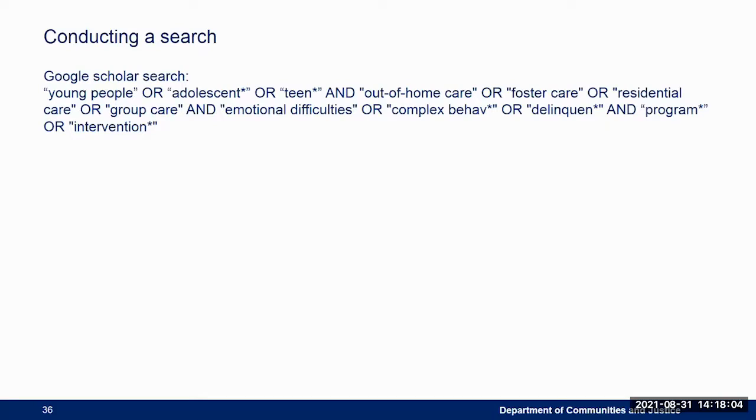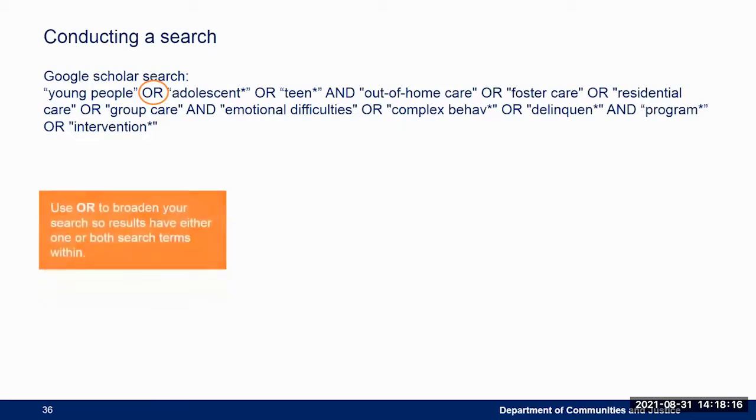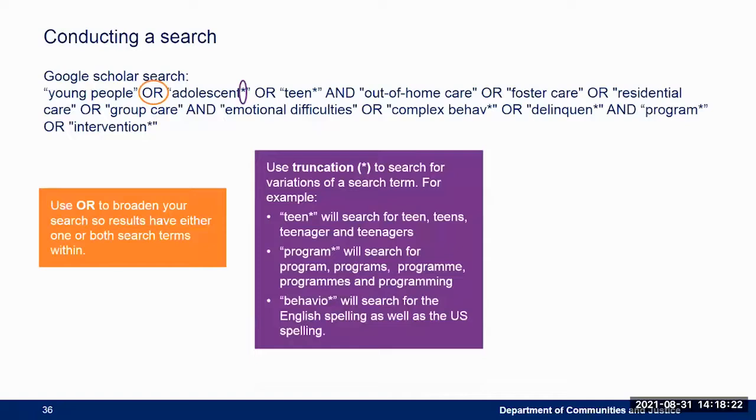So here is my search string. So I've used OR to connect young people, adolescent and teen. I have used the asterisk to search for variations. So I'm going to get adolescent, adolescents, teen, teenager, teenagers, teens, complex behaviour, both spelling US and Australian, UK, and delinquent, delinquency, program, programs, programming, and interventions.